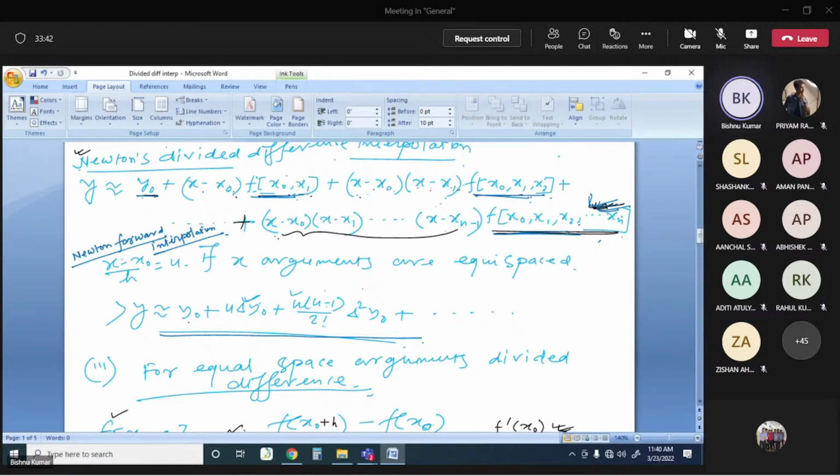Now, sometimes in the exam a theory question or 5 marks lengthy question will be asked to you: that for equal space arguments, Newton divided difference coincides with, or converges to, the Newton forward interpolation.